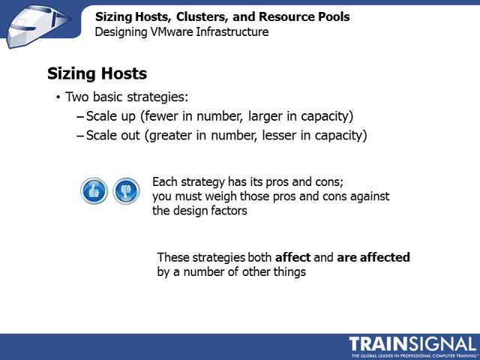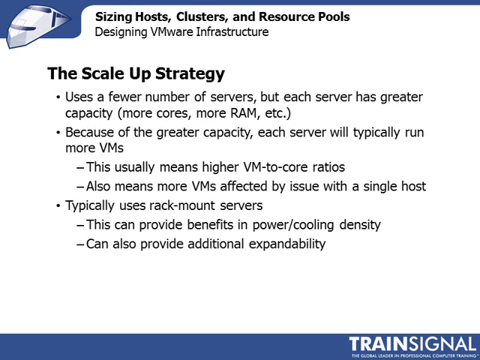The scale-up strategy, as I mentioned, uses fewer number of servers, but each server has greater capacity. So we're talking more sockets, more cores, more RAM, more expansion slots, more internal disks if you're leveraging internal storage, etc. Now, because of the greater capacity for each of these servers, you're typically going to see more VMs running on each server, which means higher VM to core ratios potentially, and it certainly means more VMs would be affected by an issue with a single host if a single host were to fail, although failures are rare due to redundancy built into the hardware and just the improving quality of hardware.